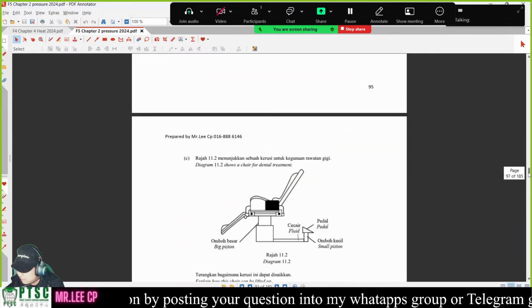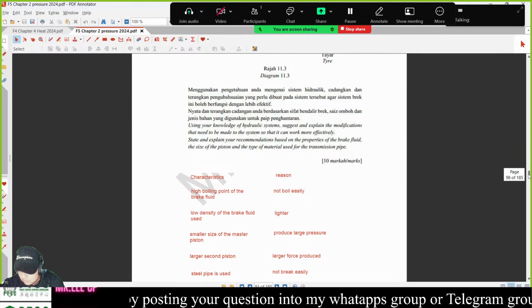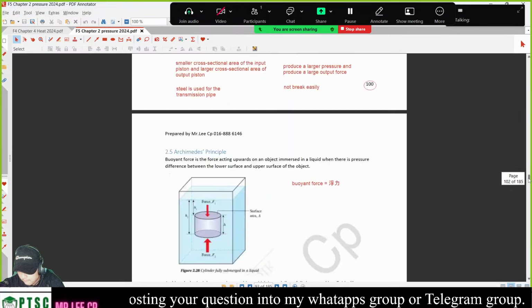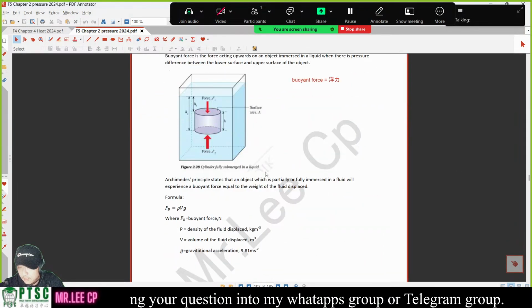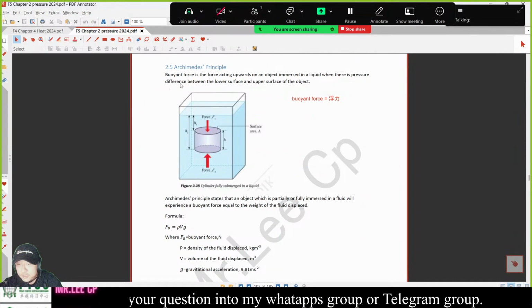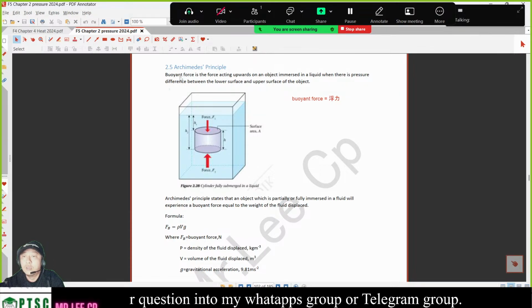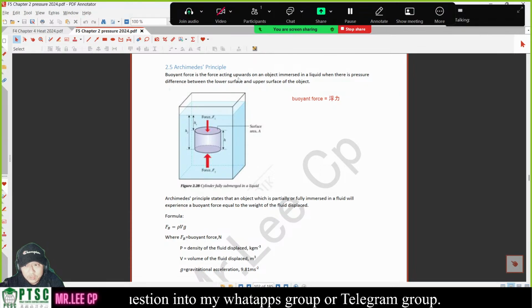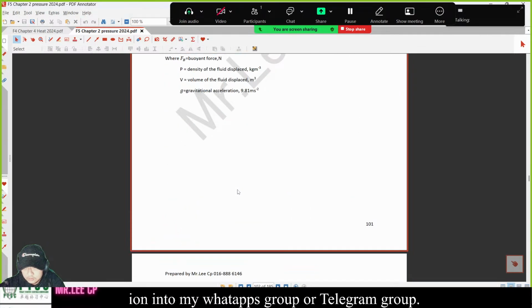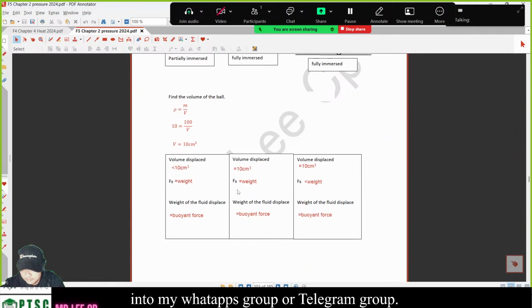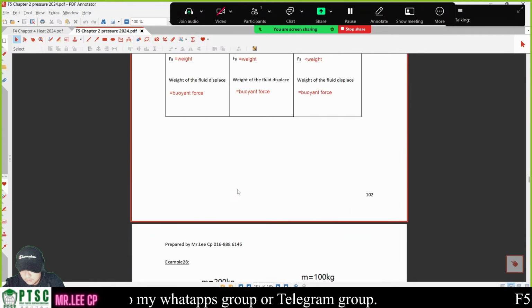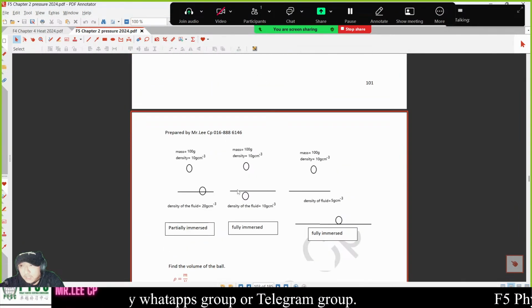Okay. So Archimedes. Archimedes said that the buoyant force act to the... no, not this one. Wait, where is my Archimedes principle?